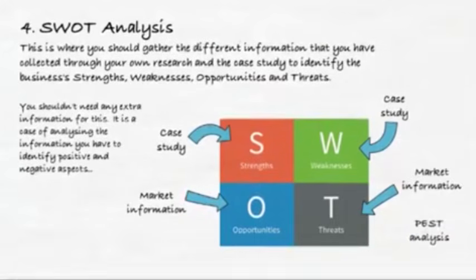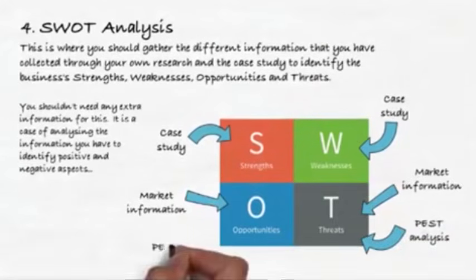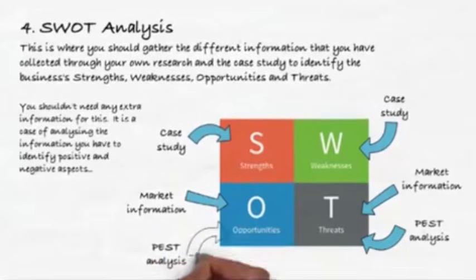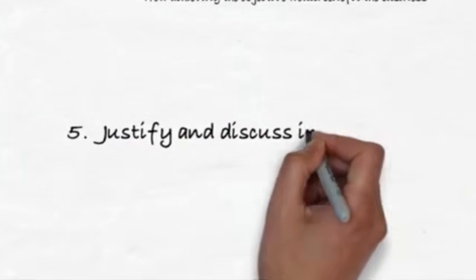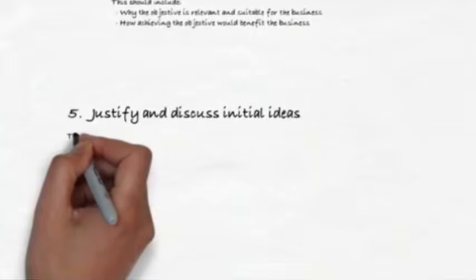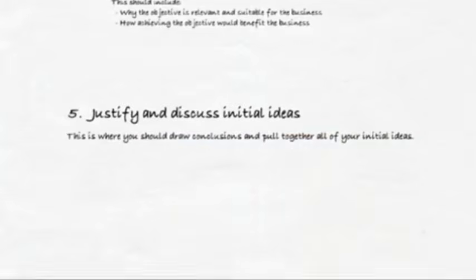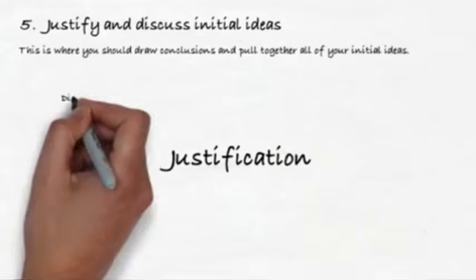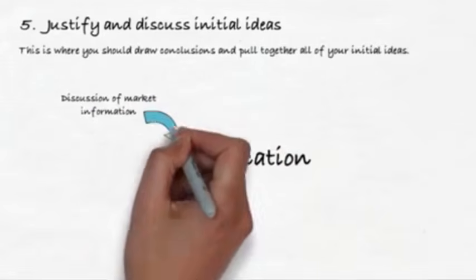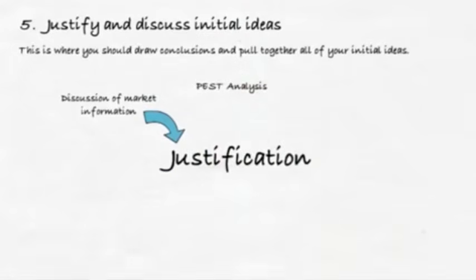Don't forget that a SWOT analysis can be achieved simply using bullet points in a table, as you don't want to spend too much time here. More detailed analysis will come later. You will achieve much more detailed analysis when you justify and discuss initial ideas. Your discussion of market information, pest analysis and SWOT analysis should all feed into a justification, which is a detailed analysis and discussion of the current situation for the business.